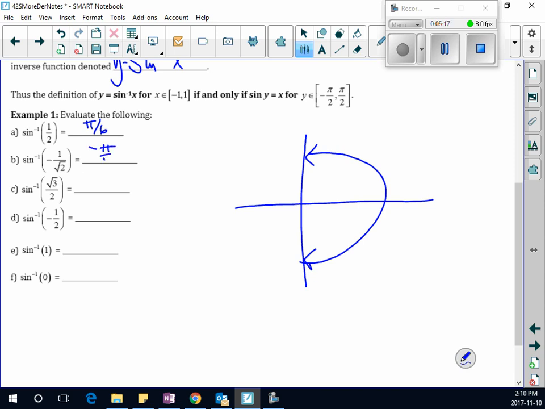And why would it be negative π/4? Because negative root 2 over 2 only exists in quadrant 3 or quadrant 4. So when I list any answer in quadrant 4, it has to be negative. So now you might be thinking, well, wait a second.